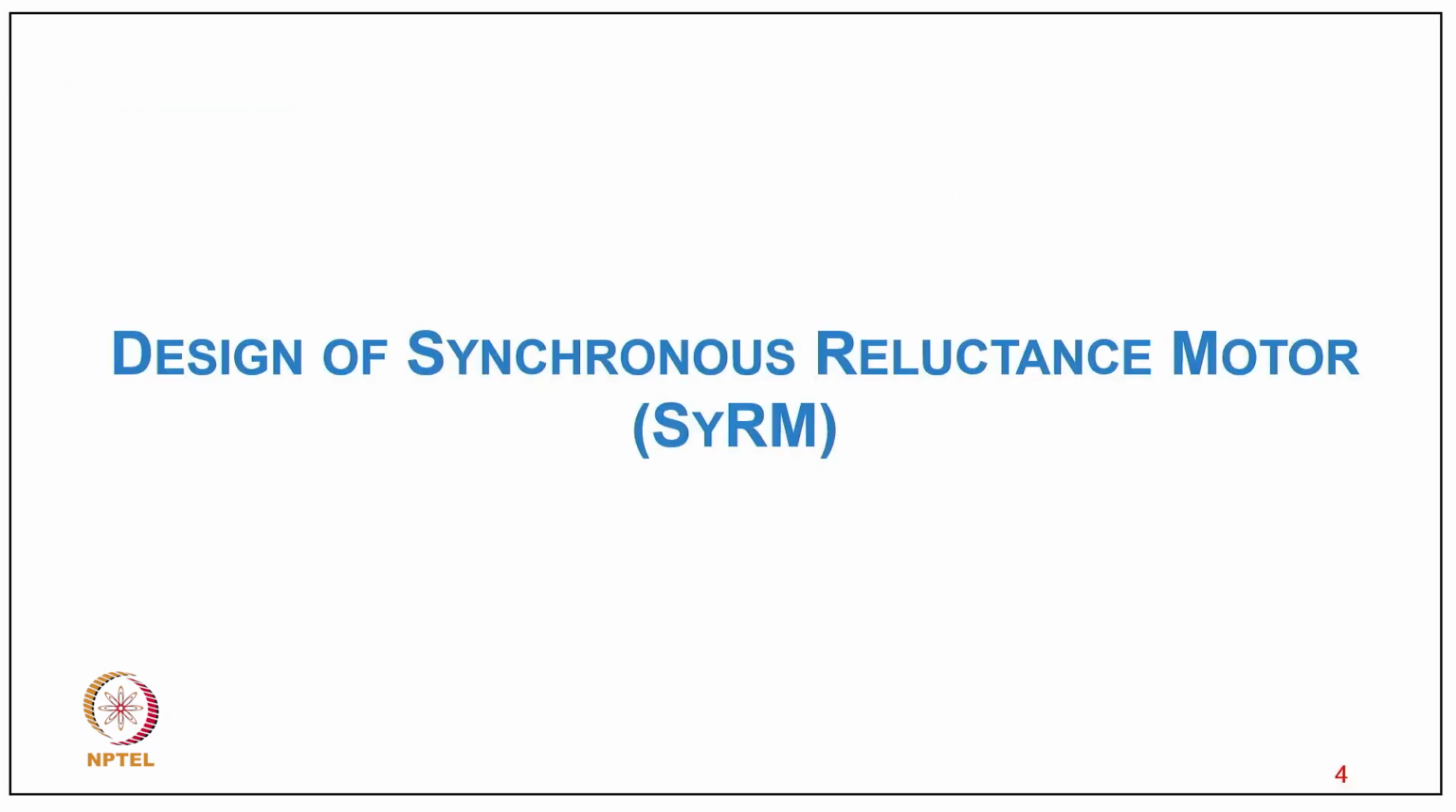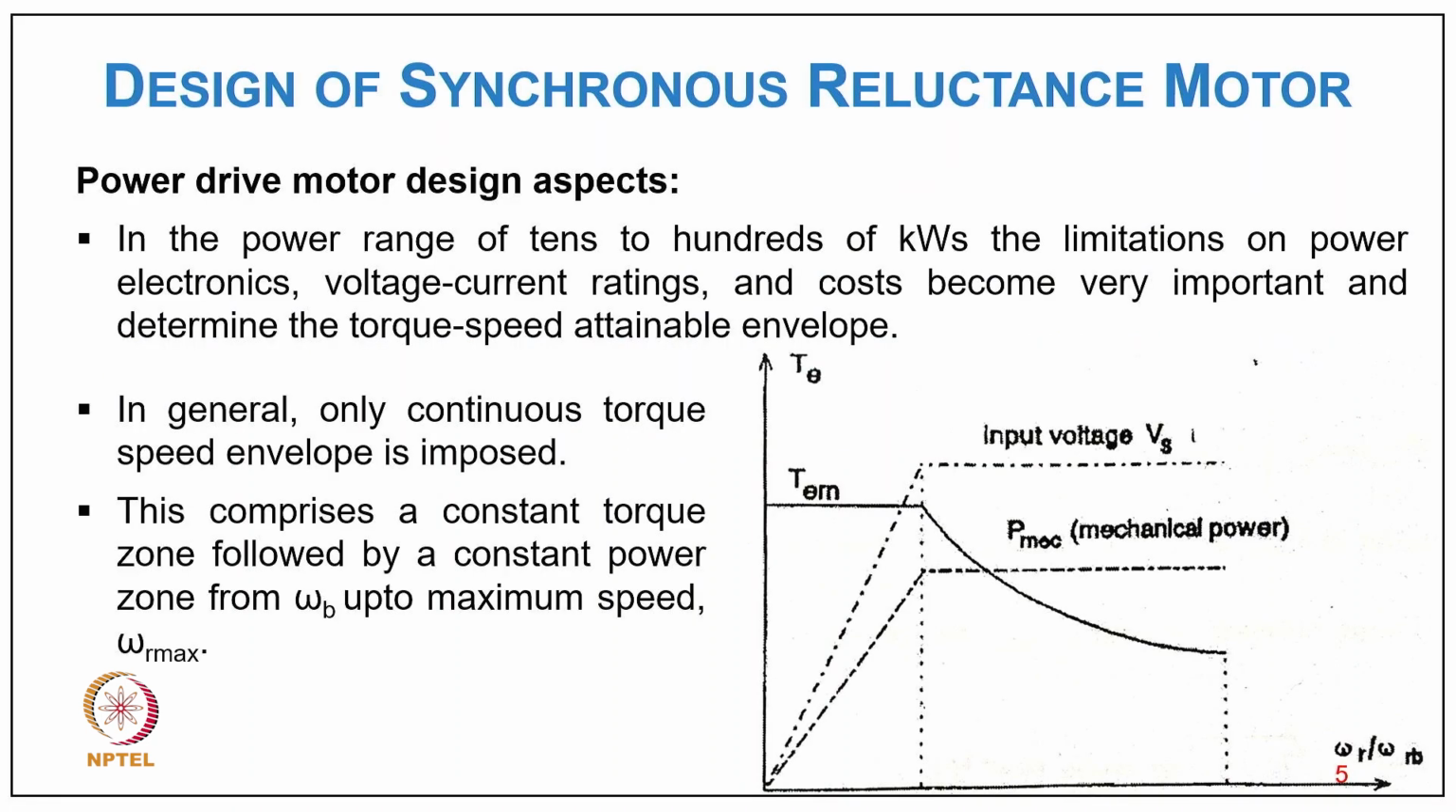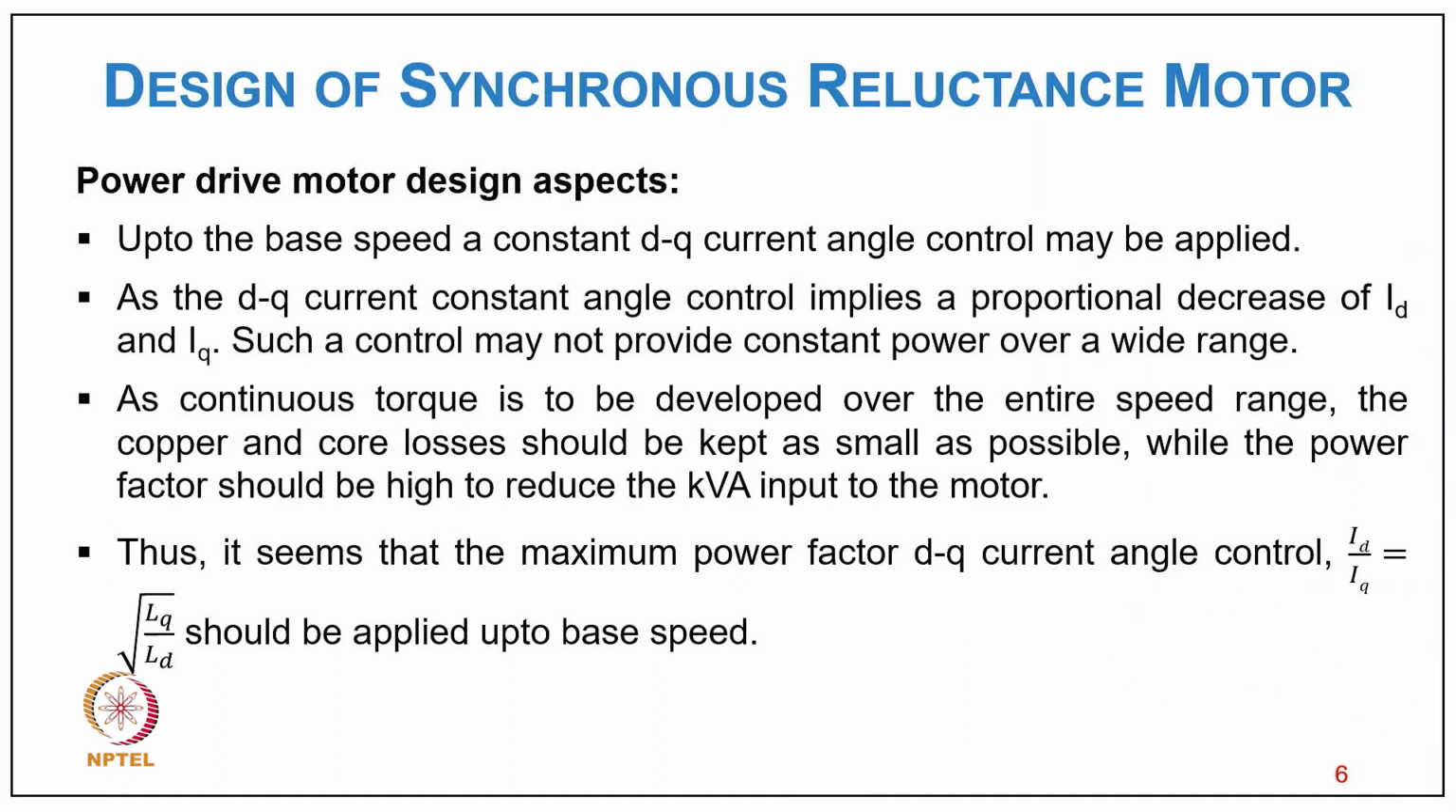So coming to design of synchronous reluctance motor. The power drive motor design aspect, in the power range of tens to hundreds of kilowatt, the limitations of power electronics, voltage and current ratings, and the cost become very important and determine the torque speed attainable envelope. In general, only a continuous torque speed envelope is imposed, and this comprises a constant torque zone followed by a constant power zone from omega b up to maximum speed, as shown in the diagram.